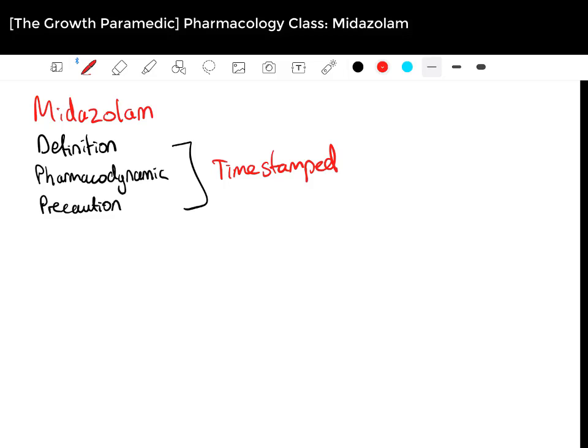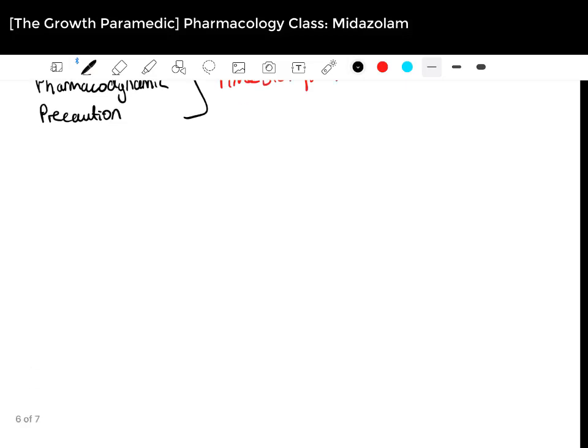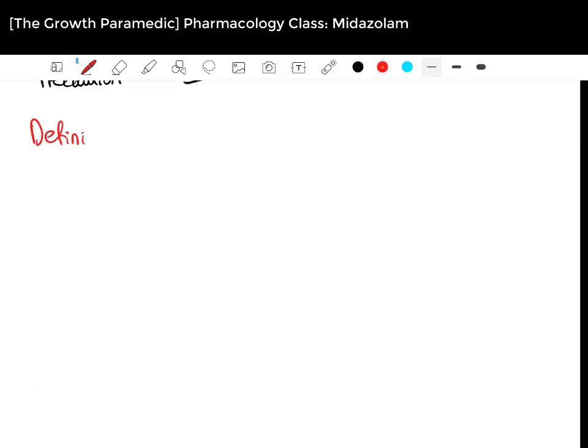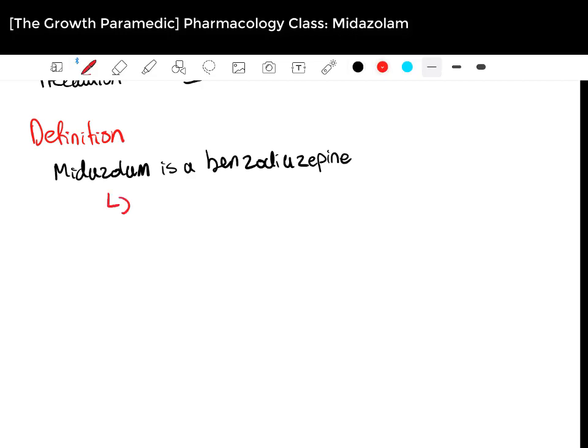Okay, so this is going to be the introduction. We're now going to move on to the definition of Midazolam. So we're going to go down. I'm going to write definition. So Midazolam is a benzodiazepine. I'm going to put that underneath.